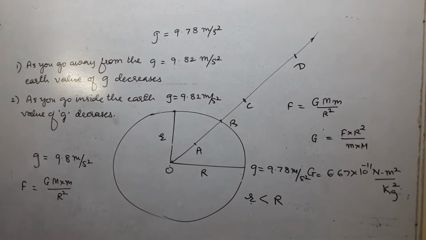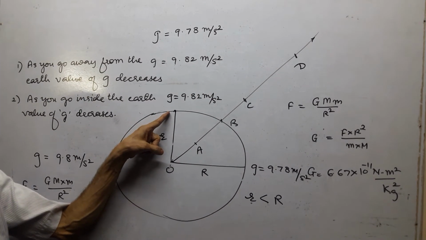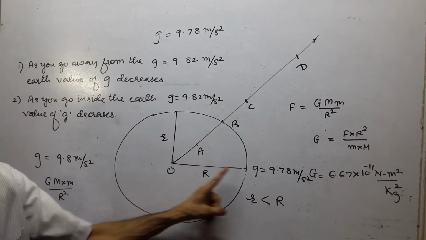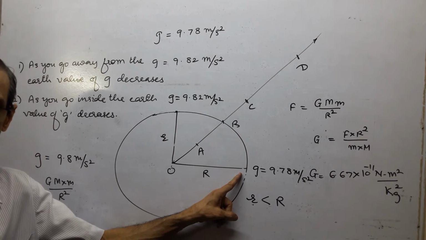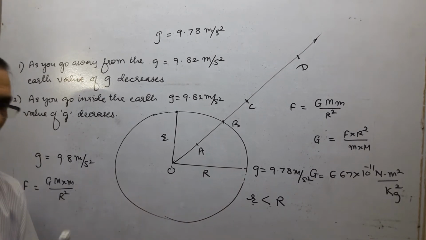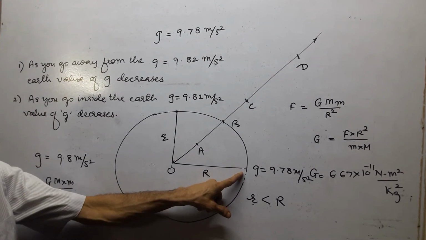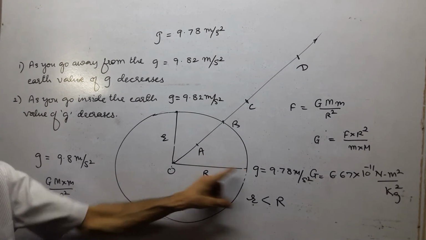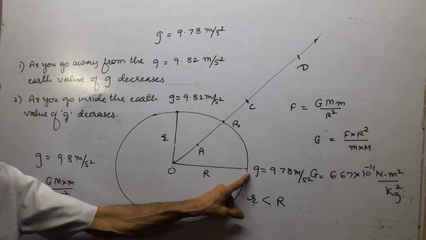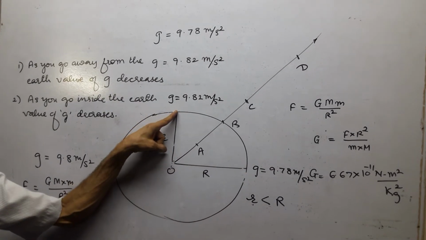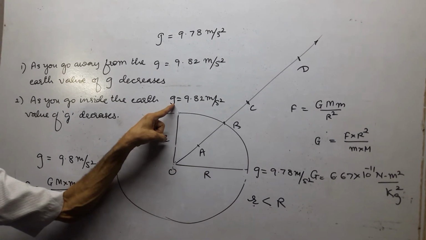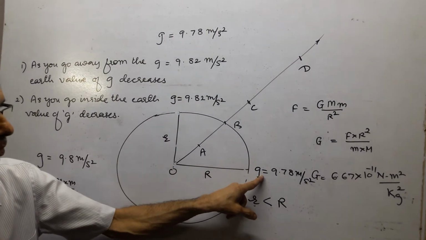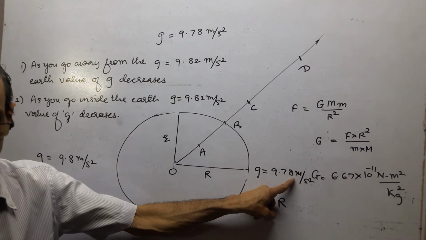And that's why the weight of a body on the pole is more than the weight of the body on the equator. Take note of this. If you try to find the weight of a body with a spring balance, not an equilibrium balance, you find that the weight of a body on the equator is less than that on the pole. Why? Because the value of g on the pole is 9.82 and the value of g on the equator is 9.78.